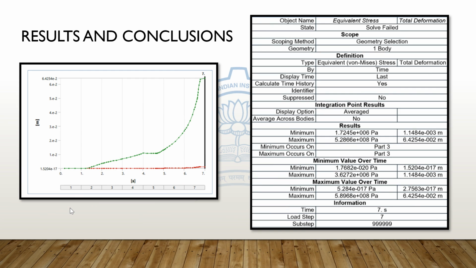The figure on the left shows a graph of the amount deformed with respect to time, and the maximum deformation is denoted by the green graph, whereas the minimum deformation at some certain points is represented by the red graph. The table on the right again shows the exact values of results, and we can see that the minimum stress applied was around 1.7 megapascals, whereas the maximum stress was very high, around 528 megapascals, and clearly higher than the yield point of the aluminium alloy we've taken.